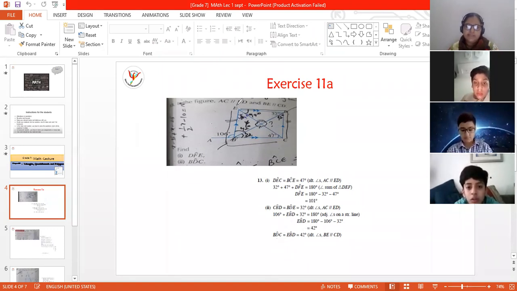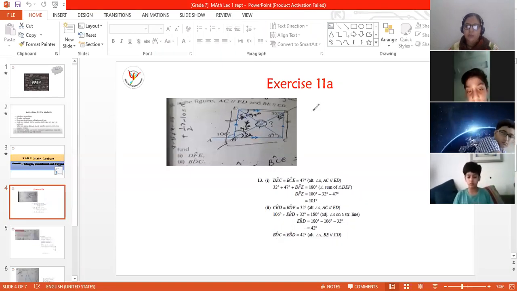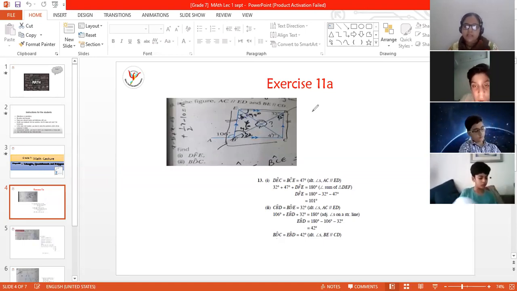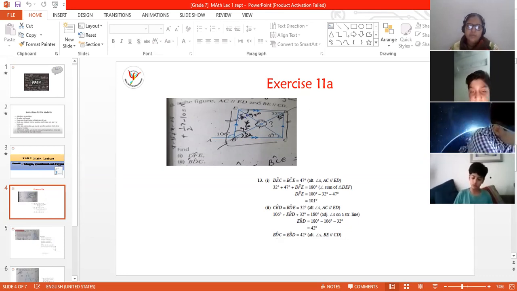In the figure, AC is parallel to ED, and BE is parallel to CD. And you know, when two lines are parallel and one transversal is intersecting in between the lines, then the angles must be corresponding, alternate, or interior. So you have to find D, F, E.